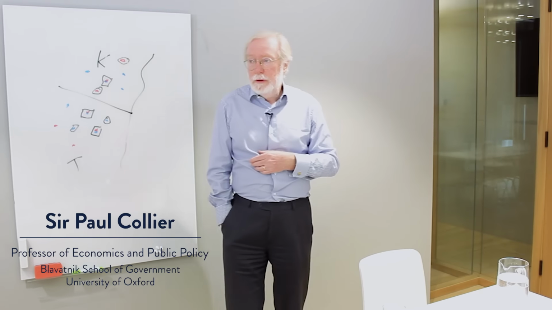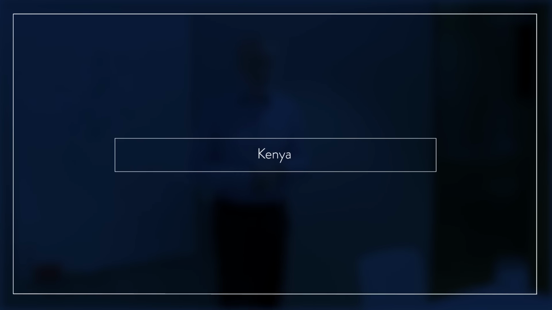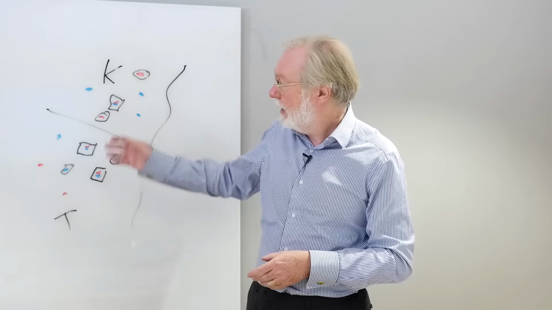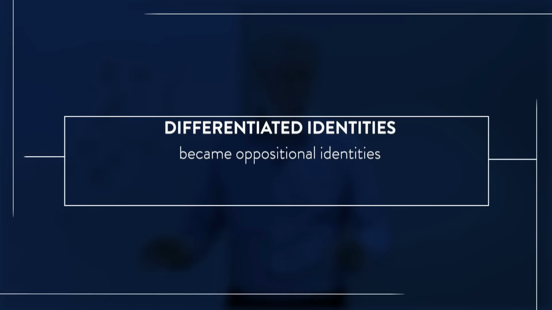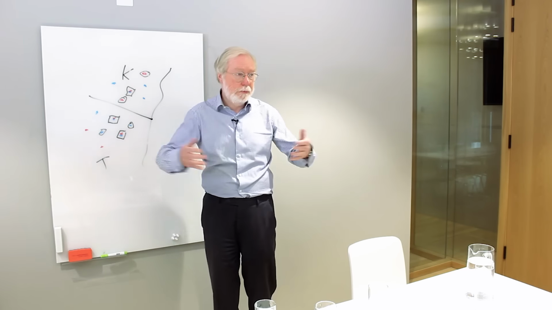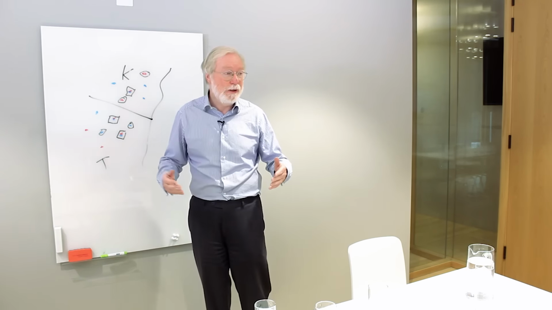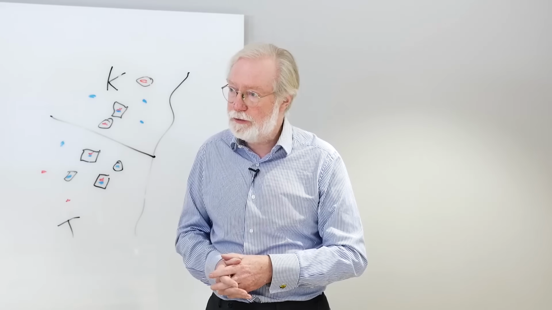So we now turn to another example, and we're going to stay with Kenya. We've seen in the example of Tanzania that a shared identity makes it easier to cooperate, but in Kenya the structure of identities that was built over the years was not just differentiated identities, it was actually worse than that. It became oppositional identities. People, through the narratives of the political competition, started to see other tribes as, it were, the enemy.